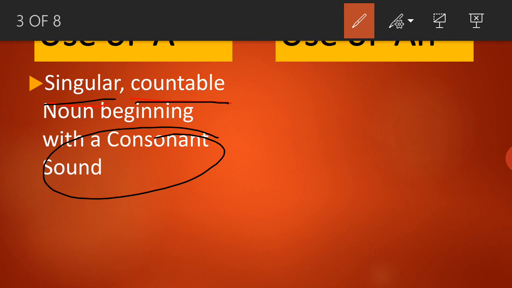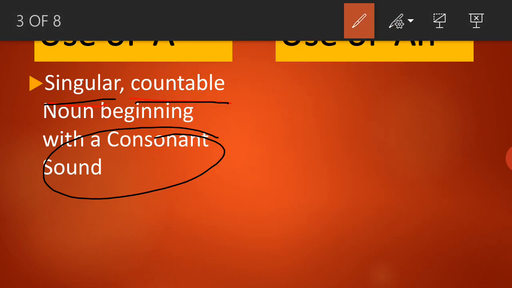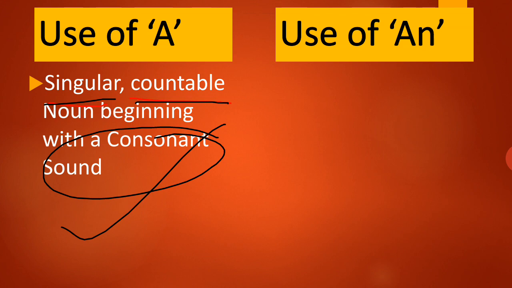As you know, we have vowels in the English language: a, e, i, o, u. Except these vowels, all the rest of the alphabets are consonants. So, if any word starts with a consonant sound and it is singular and countable, at that time we use a. Right?